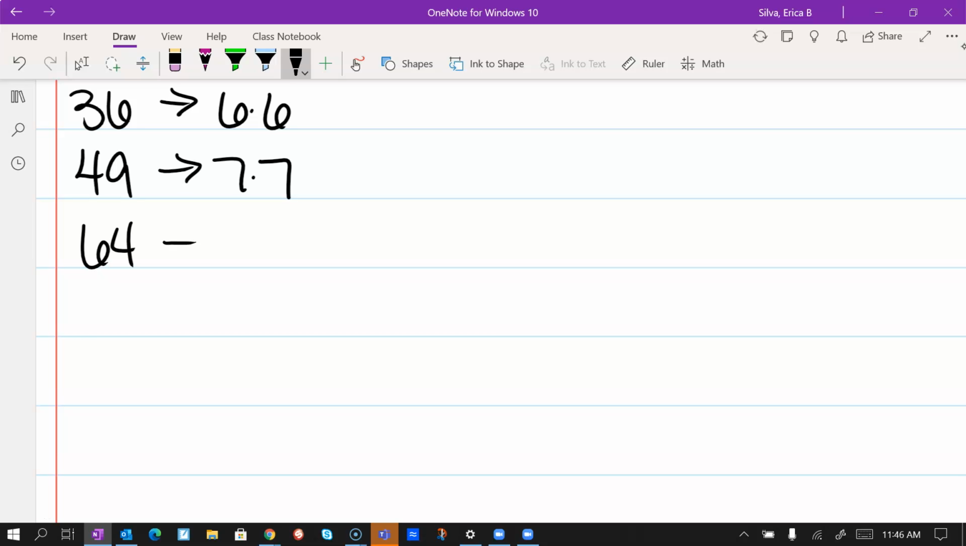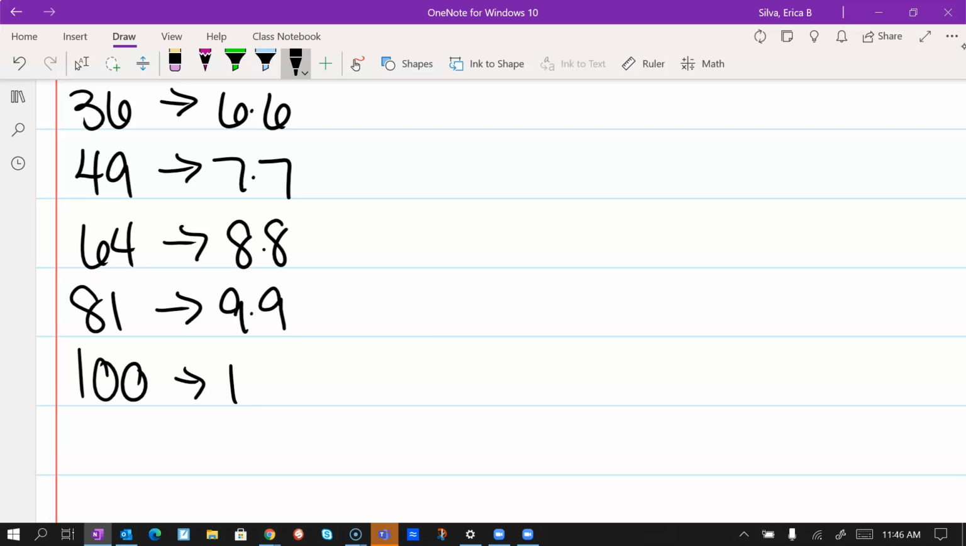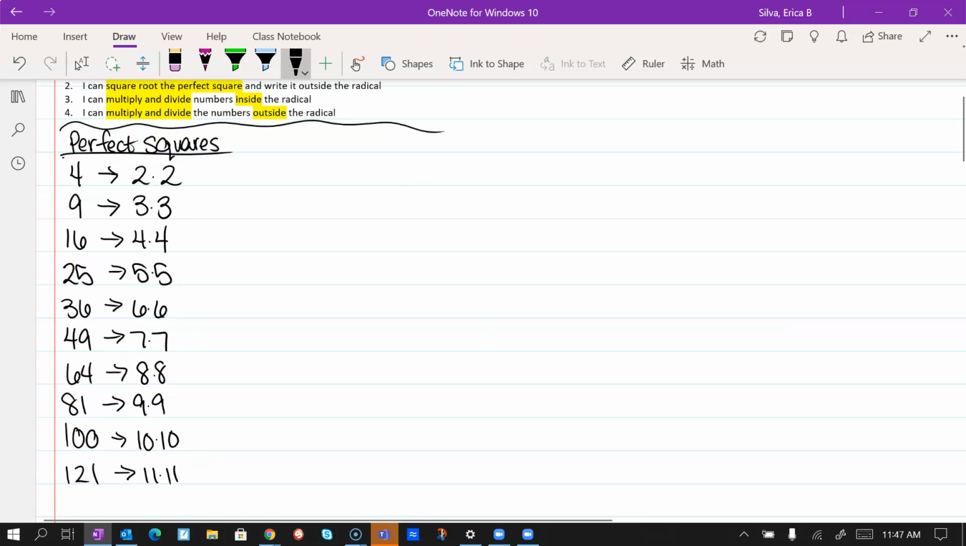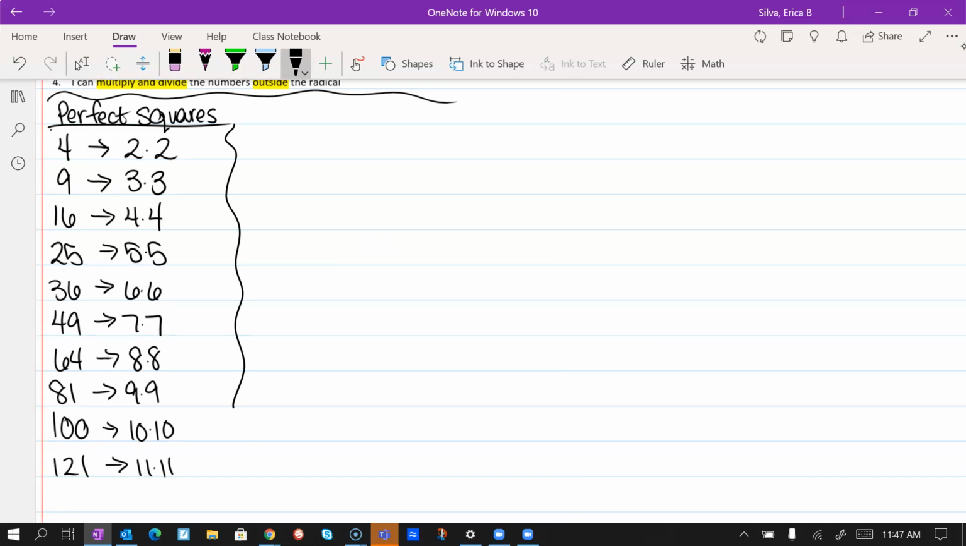64, 8 times 8, 81, 9 times 9, 100, 10 times 10, 121, 11 times 11. So from our perfect squares, we can do the opposite. The opposite is what gives us our radicals, and it's basically doing the square root.